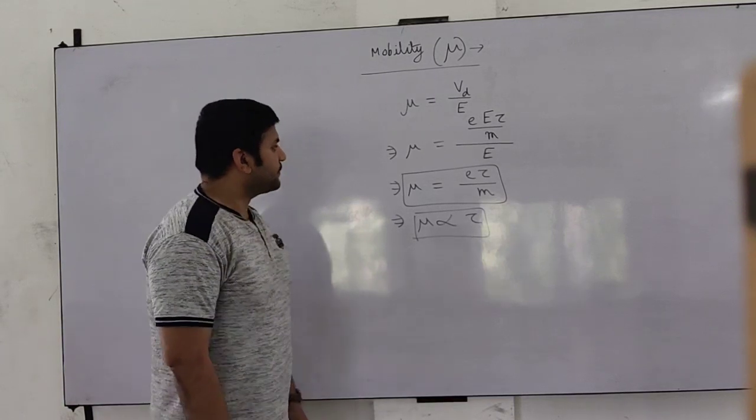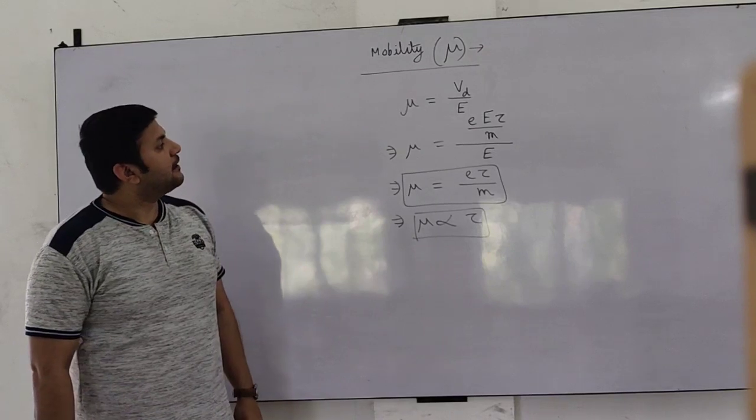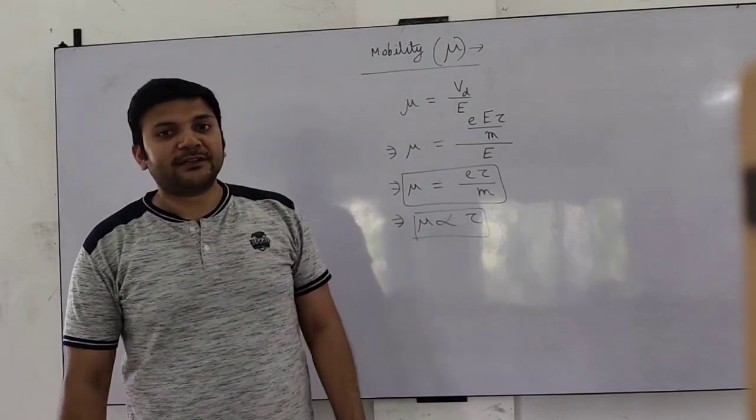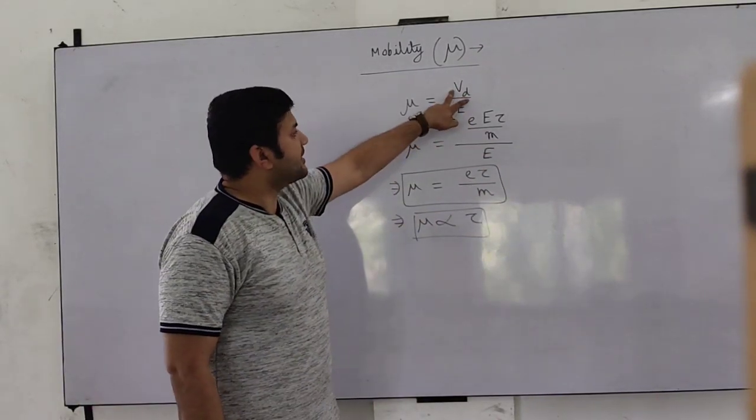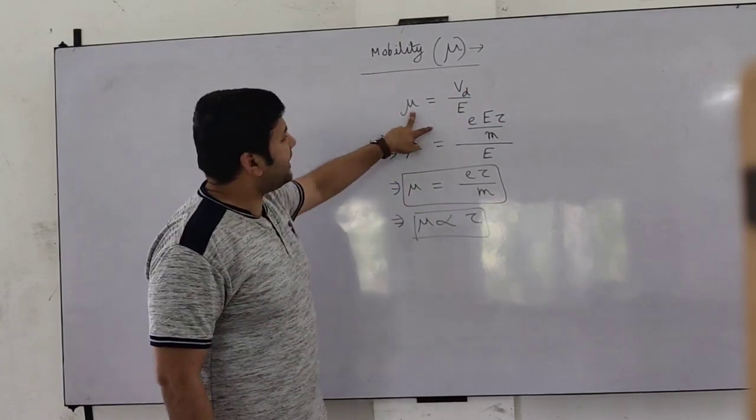Mobility is a vector quantity. Vd is a vector quantity, and the electric field is also a vector quantity. So it is a vector quantity.